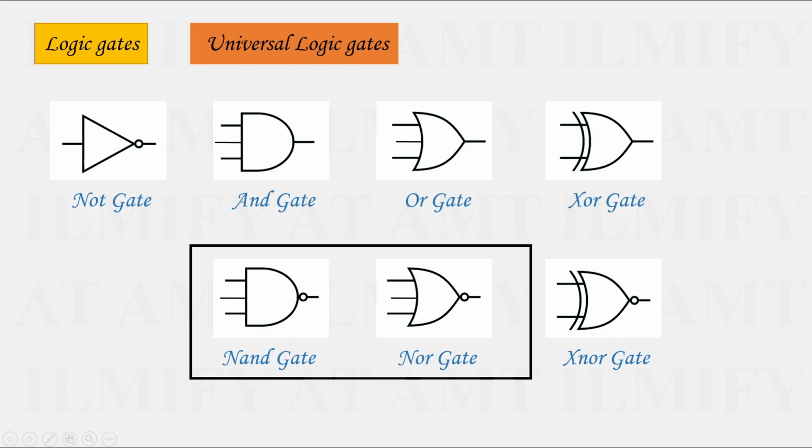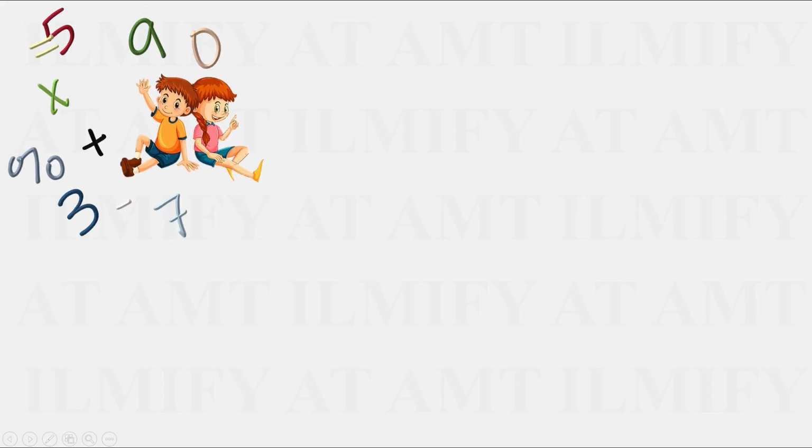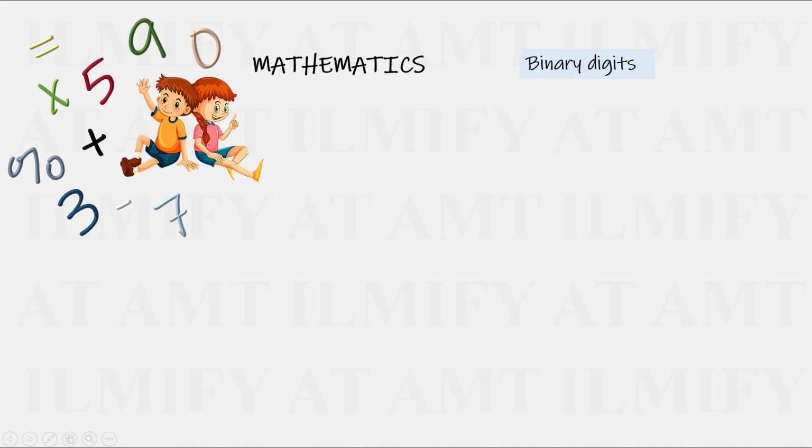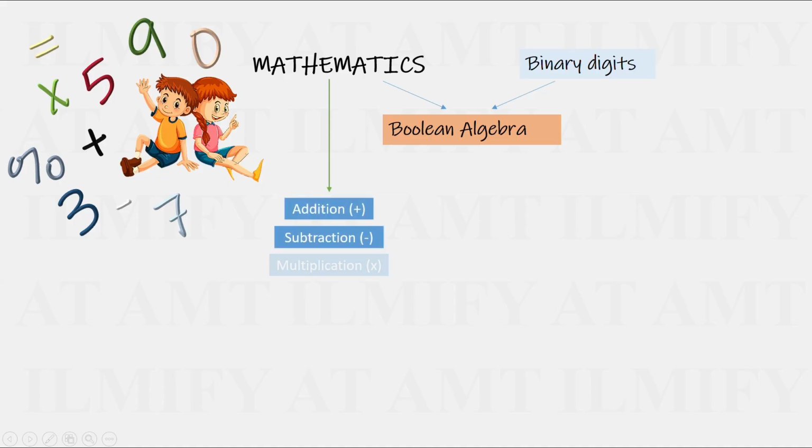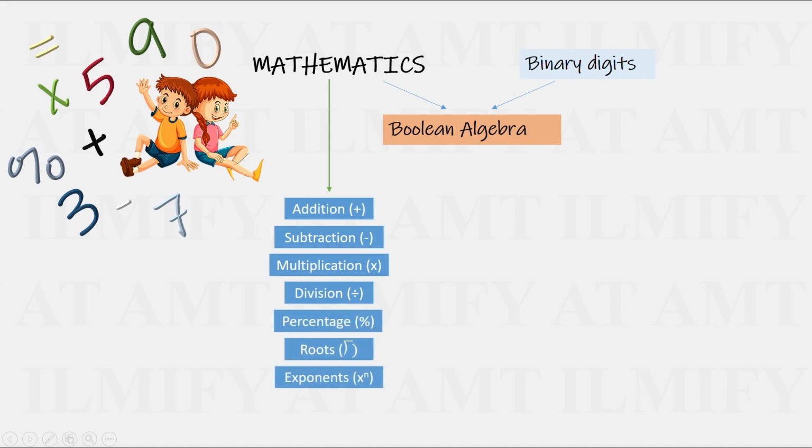When it comes to numbers, there is always some operations. I mean, we play with numbers and call it mathematics. Similarly, we play with binary digits and call it Boolean algebra. It's a branch of mathematics which deals with 0 and 1. Math has operations like addition, subtraction, multiplication, division, finding percentage, roots, exponents. But in Boolean algebra, we only got addition, subtraction, multiplication, and division.